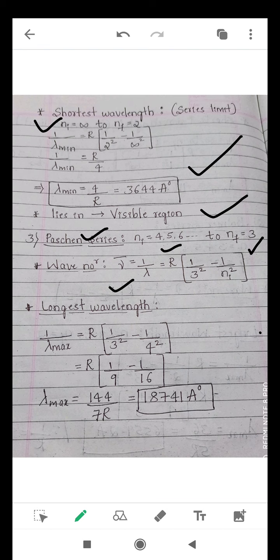Now we'll get the lambda max for the Paschen series. Here 1 by lambda max is equal to r times of 1 divided by 3 square minus 1 divided by 4 square. After simplification, we'll get the lambda max for the Paschen series as 144 divided by 7R. The value of that is 18741 angstroms.